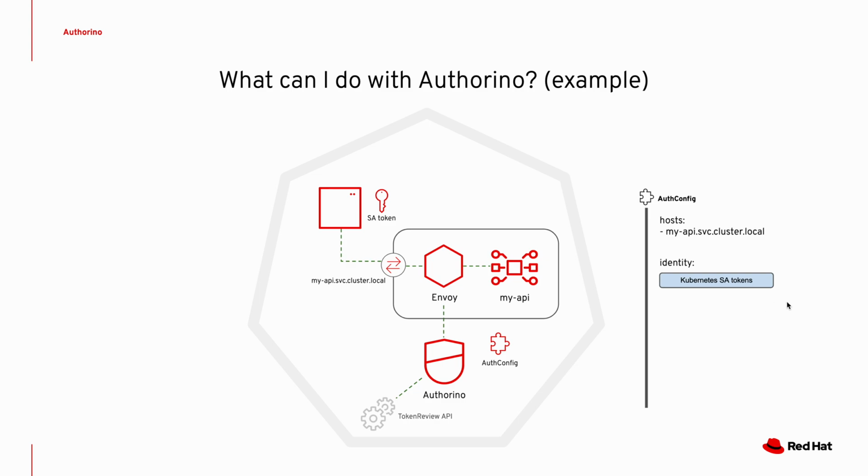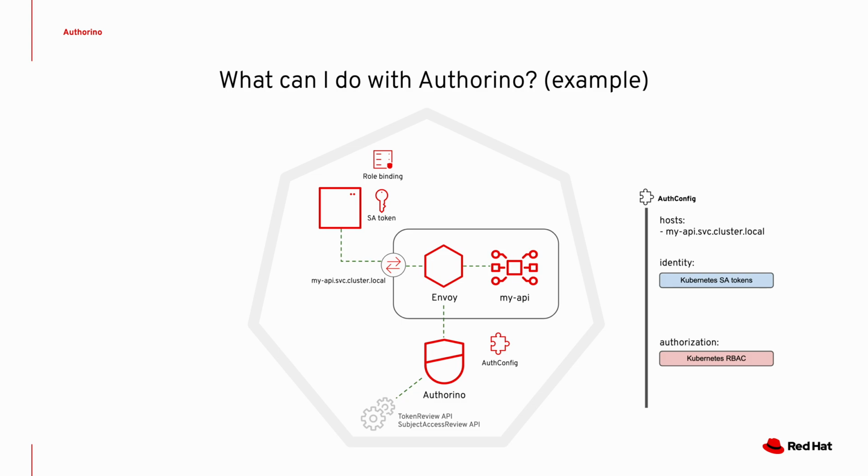Let's say you want to be more restrictive than that and make sure that only service accounts bound to a specific role can consume the API endpoints. We can use the Kubernetes RBAC system for that. And so we add this Kubernetes RBAC authorization to the AuthConfig. Now a role binding must exist, and Authorino will also issue a subject access review that checks the permissions with the Kubernetes RBAC.